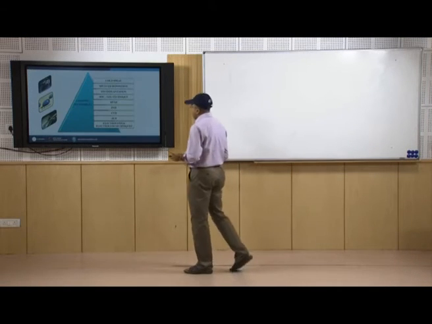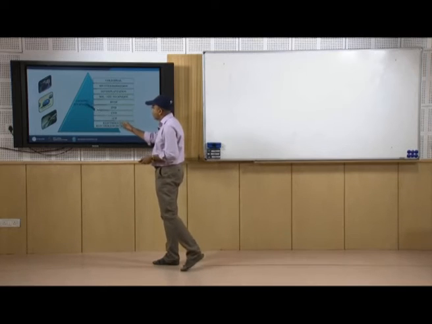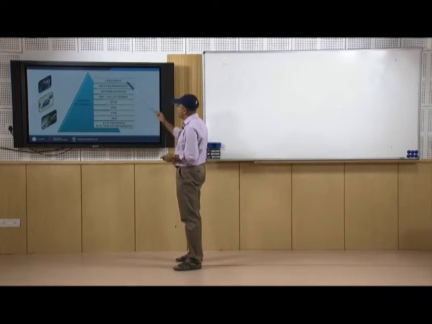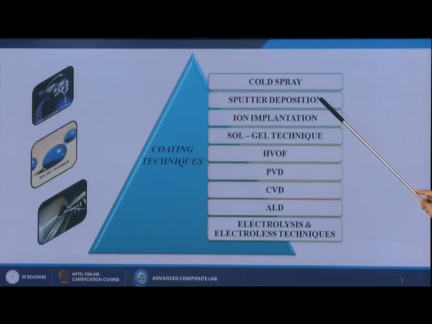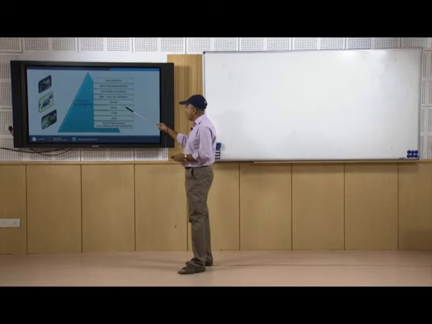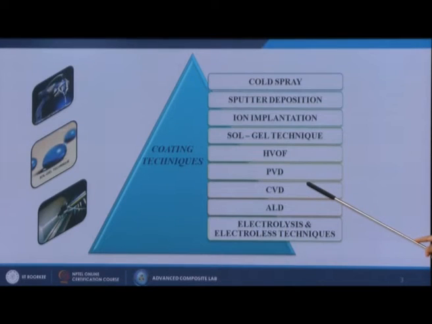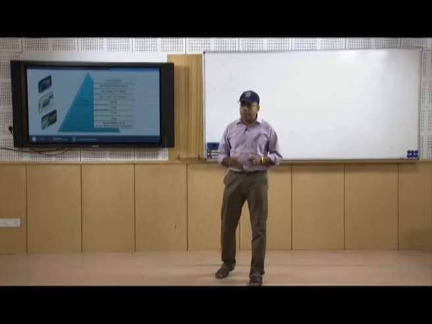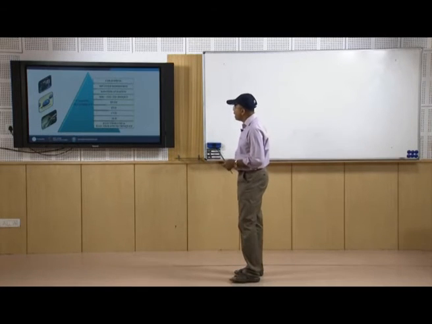There are several types of coating techniques available. The first one is cold spray, then sputter deposition, ion implantation, and the sol-gel technique. HVOF is the high velocity oxyfuel. PVD is physical vapor deposition, CVD is chemical vapor deposition, ALD is atomic layer deposition, and the last one is the electrolysis technique. So there are several types of coating techniques available.